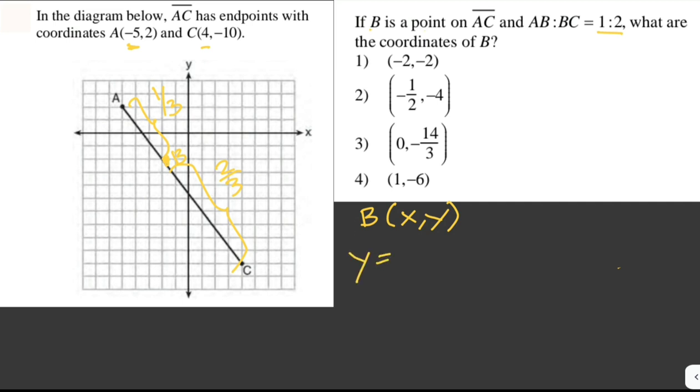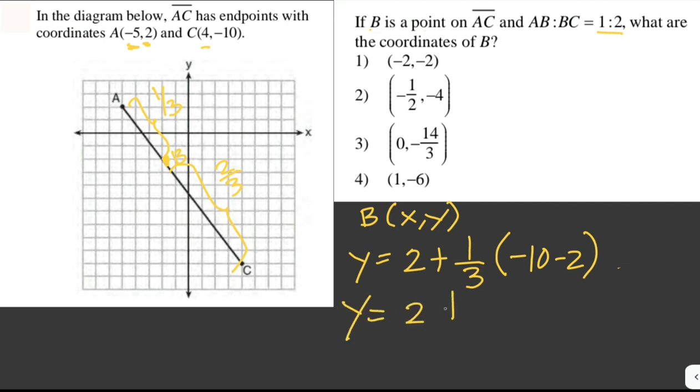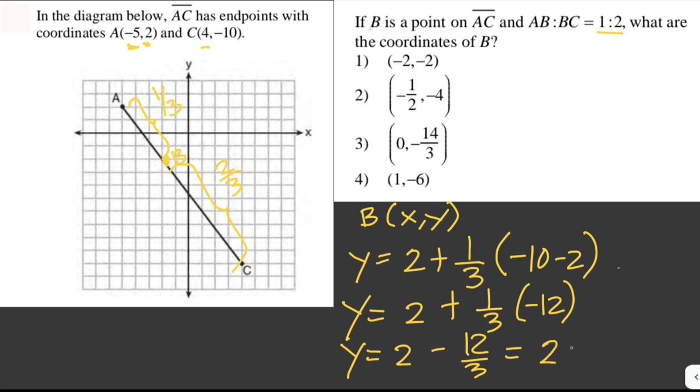So y is equal to the y coordinate of A, which is 2, plus 1/3 of the difference between the y coordinates of points A and C. That would be -10 minus 2. So y is equal to 2 plus 1/3 times -12, and y is equal to 2 minus 12/3, and 12/3 is just equal to 4. So this is just 2 minus 4, and this is also equal to -2. Therefore, the coordinates of B are just (-2, -2).